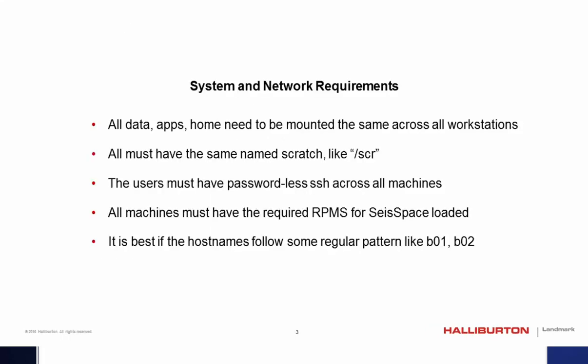Some of the system and network requirements in order to run a parallel job on local machines is that on the local machines, all data, apps, home need to be mounted the same across all the workstations. All must have the same named scratch, like SCR. The users must have passwordless SSH across all machines. And it's best if the host names follow some type of regular pattern.